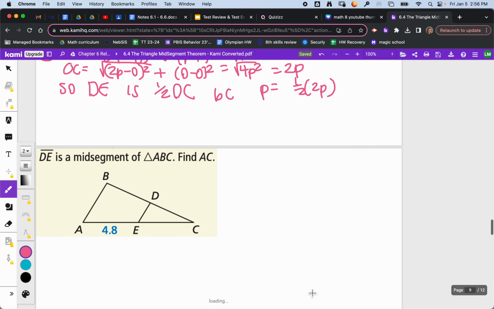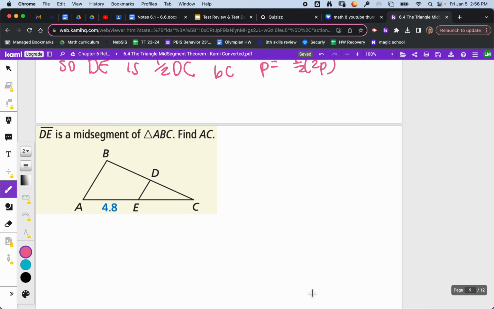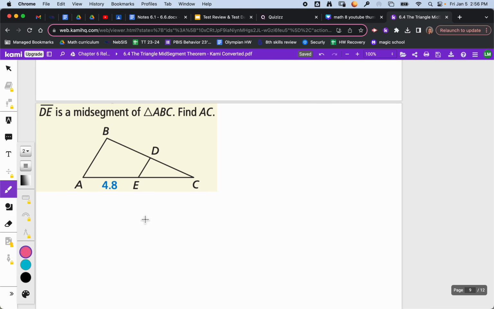Okay? Now we're going to talk about mid-segments. It says DE is a mid-segment of triangle ABC. Find AC. Well, if DE is a mid-segment of ABC, then that means if this is 4.8, this should also be 4.8. So all we have to do is add these together, and we can get 9.6 is equal to AC.